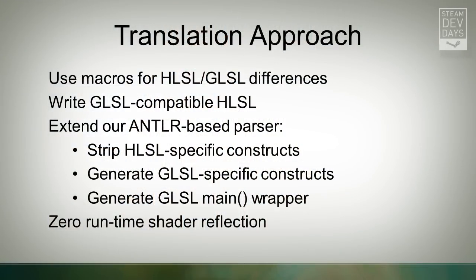So basically what we did is we extended this ANTLR-based parser. We stripped out these HLSL-specific constructs that we were already looking at on the D3D side. From them, we would interpret them into GLSL-specific constructs, generate a GLSL main around our HLSL main function body, and that would serve as the main basis of translation.